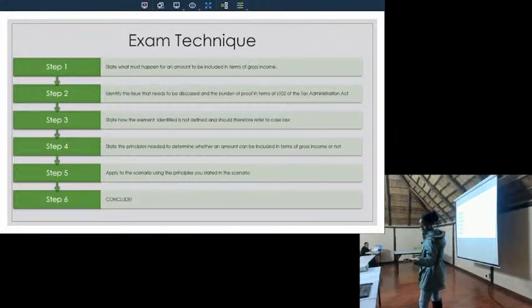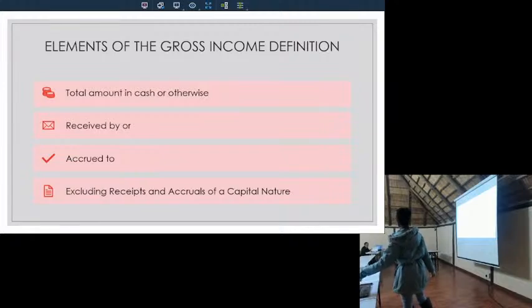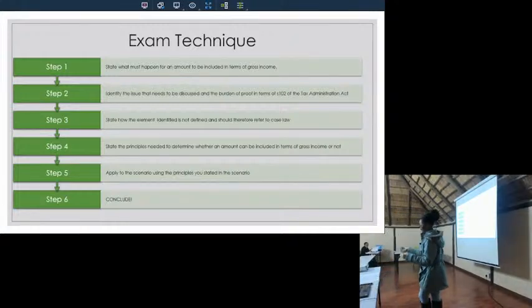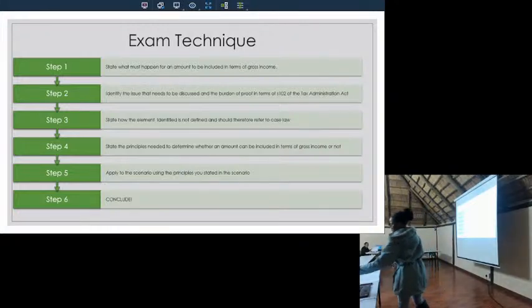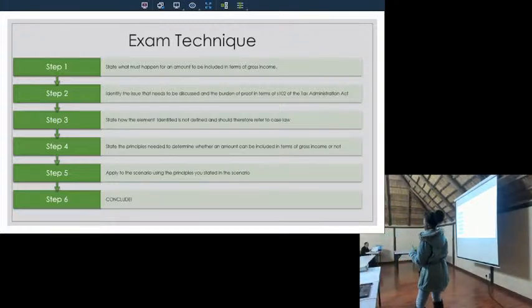An amount is received. Is it accrued? Is it capital in nature? And you will use those elements to determine the one that is vague. And you focus on it. You get a mark for correctly identifying the missing element, that vague element. Are we good? Cool. And the burden of proof in terms of section 102 of the Tax Administration Act.